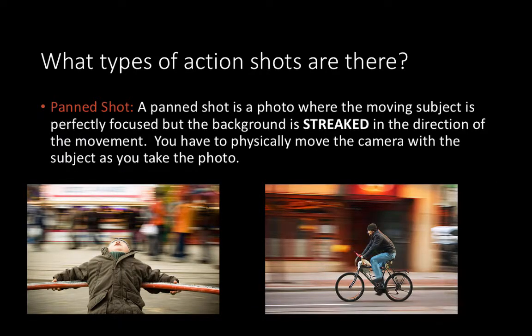The final type of action shot is a pan shot. In this case, the subject is moving. It also is in perfect focus, but the background is streaked in the direction of the motion of your subject. So in both of these examples, the background is streaked from left to right. To get this sort of effect, while you're taking the photo, you actually have to physically move the camera in the same direction that your subject is moving. These are pretty difficult images to do. Your shutter speed would probably have to be a little bit slower than your moving subject, and again, you're moving the camera to get this effect.